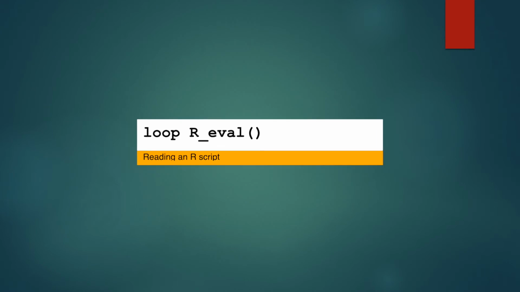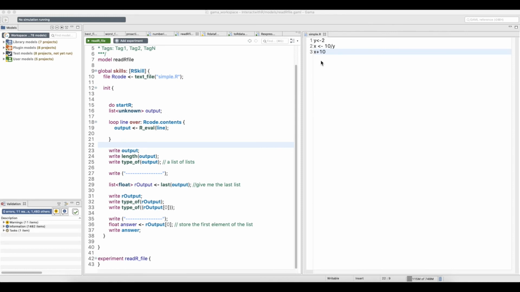This is our final example where we want to read an R script. This is a simple R script on the right. It has 3 lines of code, and if you know R, the result of each line would be 2, 5 and 15 respectively. On the left is a gamma model which again shows use of R skill, and immediately we see R script being read as a text file.